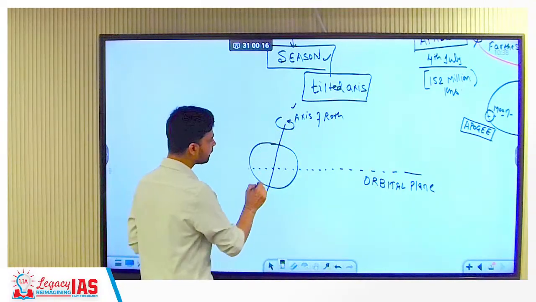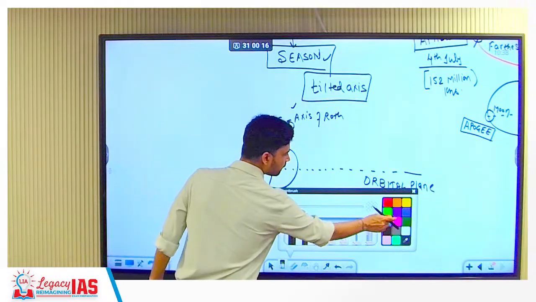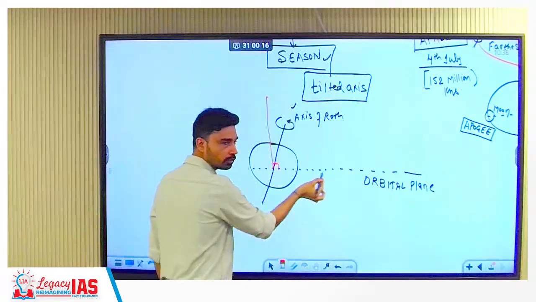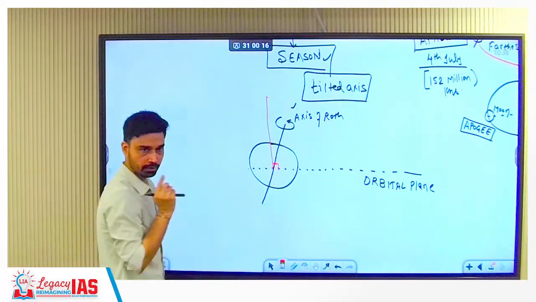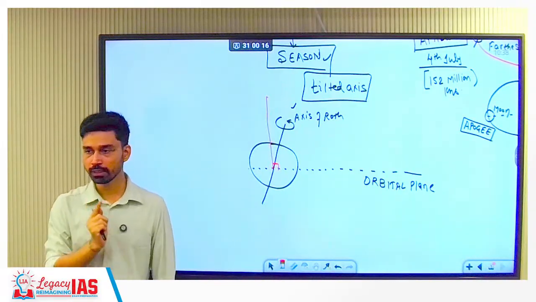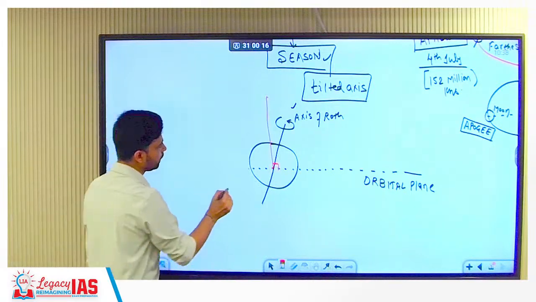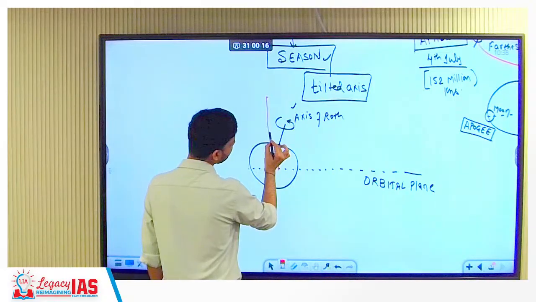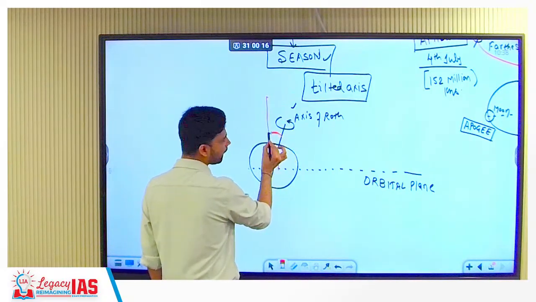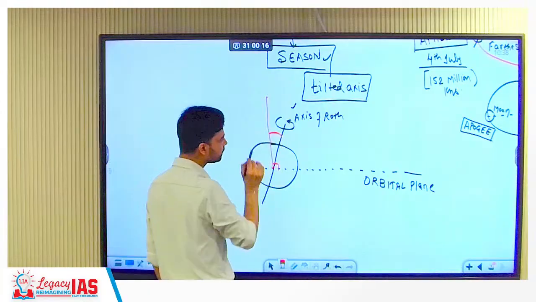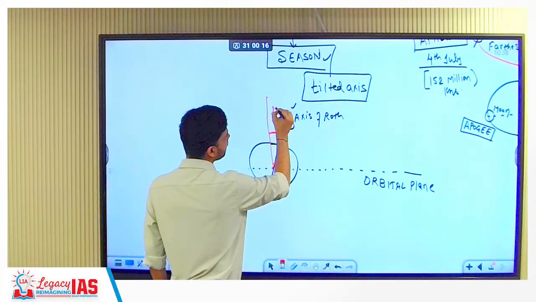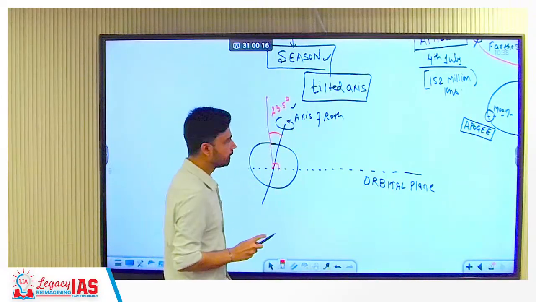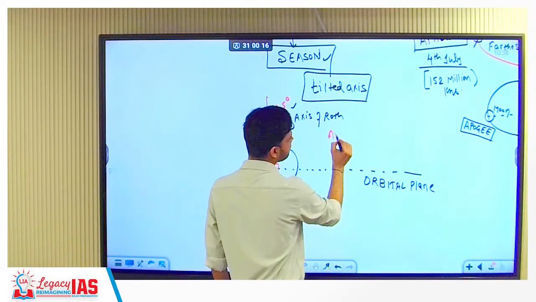So how do we define the tilt? Imagine that we draw a perpendicular to the orbital plane. What is the orbital plane? The plane in which earth is revolving around the sun. So this is perpendicular, that means obviously it is 90 degrees. And then if you measure this particular angle between the perpendicular and the axis of rotation, how much is this angle? This is about 23.5 degrees.